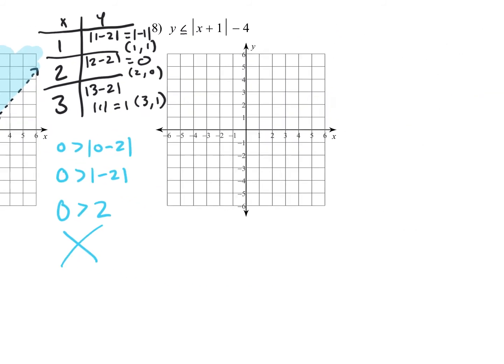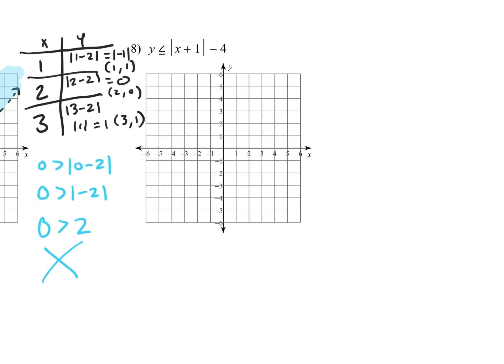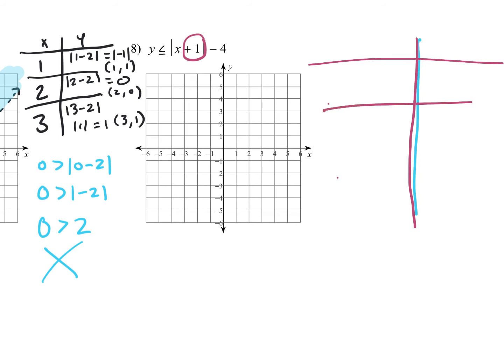All right, number 8. What is my middle number going to be? Awesome. We take whatever's inside the bars and flip the sign. So that would be negative 1 for my middle number. And then what's a number smaller than negative 1? Negative 2, and bigger than negative 1? 0. So I have the absolute value of negative 2 plus 1 minus 4.